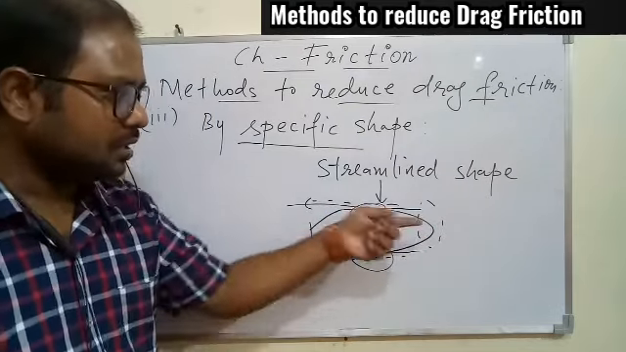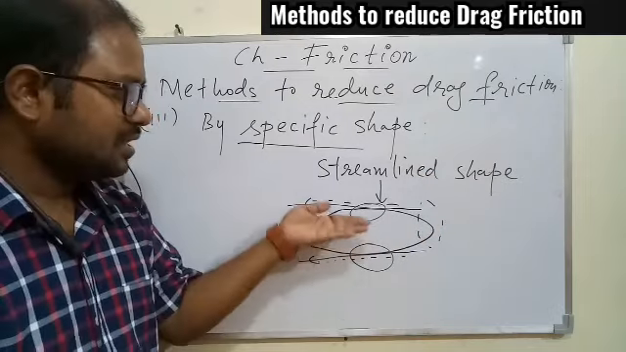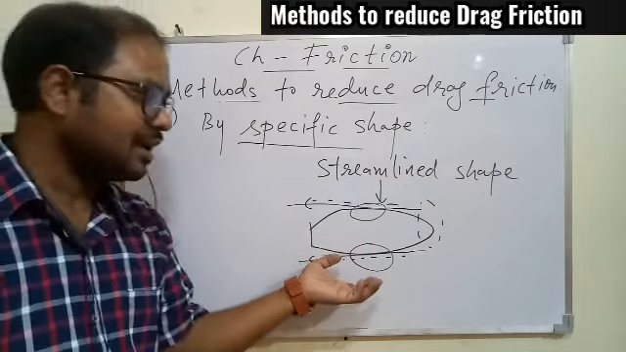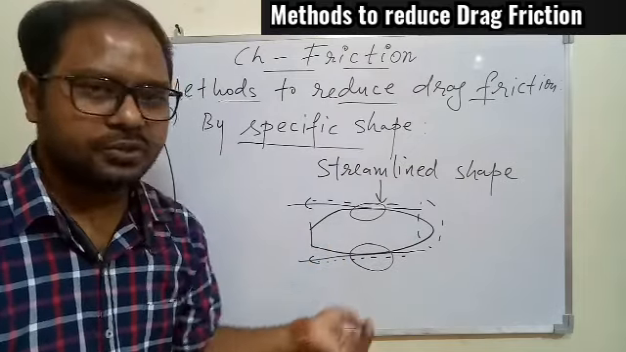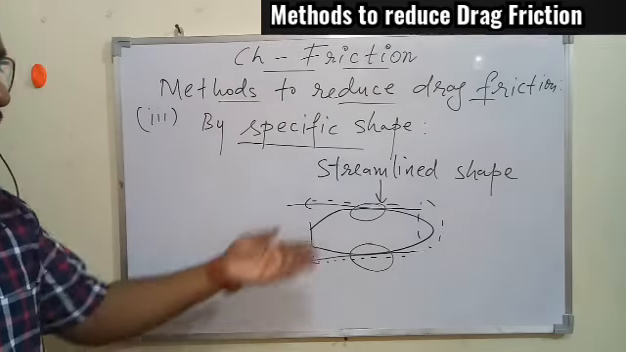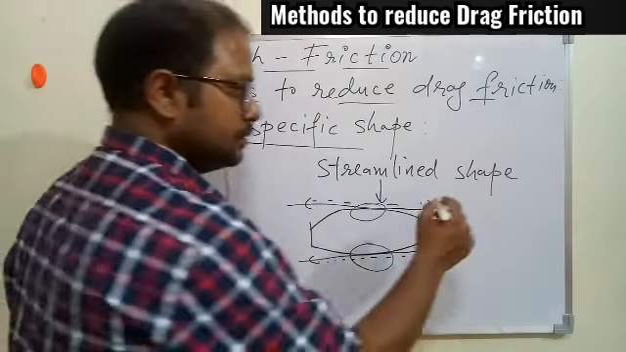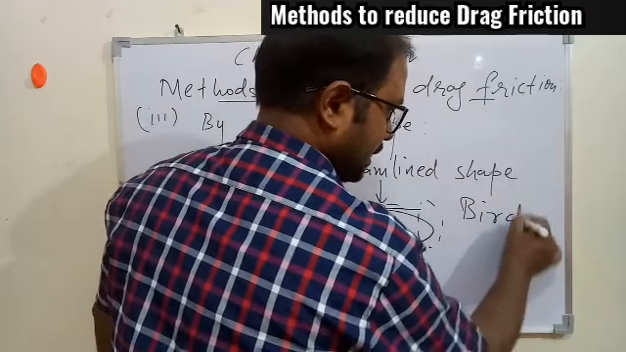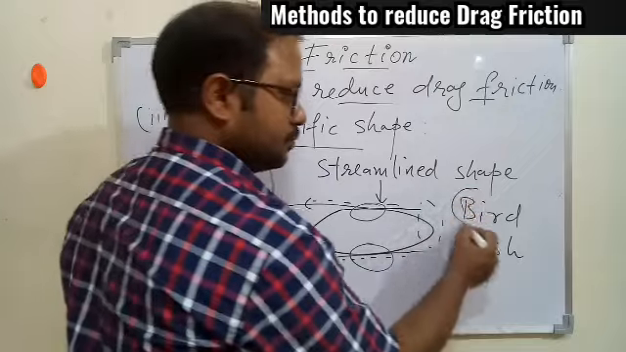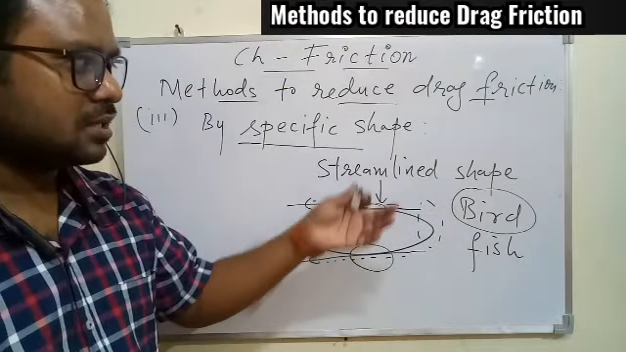Automatically what will happen? The pressure drag will reduce, skin drag will reduce, finally the overall friction drag will reduce, so the object can move freely without much disturbance. I hope this is understood, and that we are learning from the nature. If you see the bird, if you see the fish, this is flying in the air, you can see the shape.